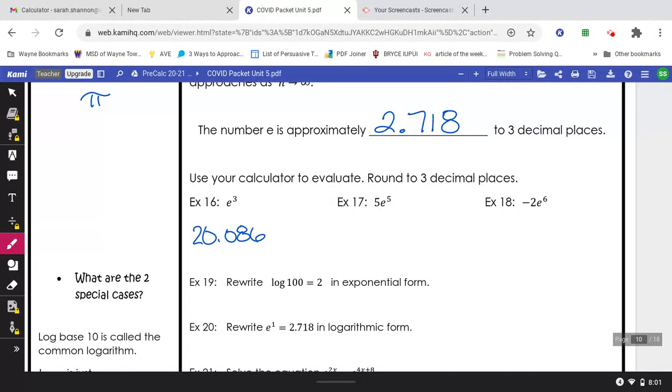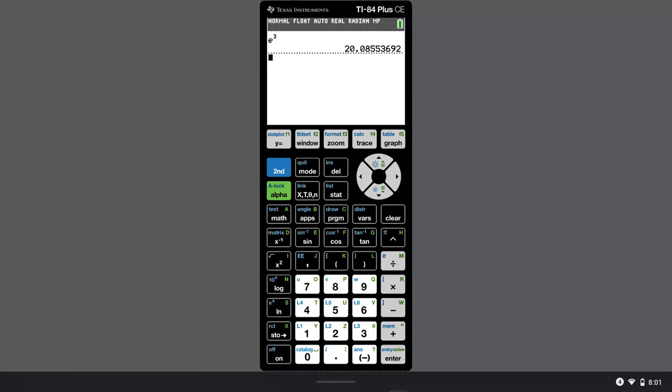20.086. Next one, I'm going to type in 5e to the 5th. So put the 5 in first, then use your E button, second ln to the 5th power. Again, it should look exactly like your problem.